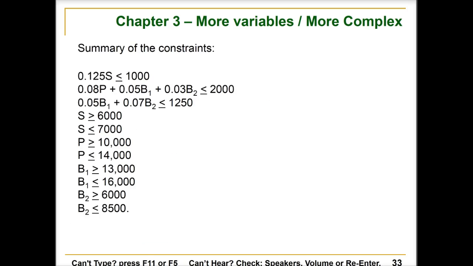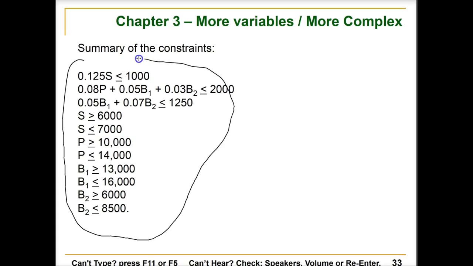So if we look at everything together, we see that this is the list of inequality constraints that we have. And of course, the only other thing that we need to make sure of is that all of our variables, our silk ties, polyester ties, and the two blends, are greater than or equal to 0, because we're not going to be producing negative numbers of ties.